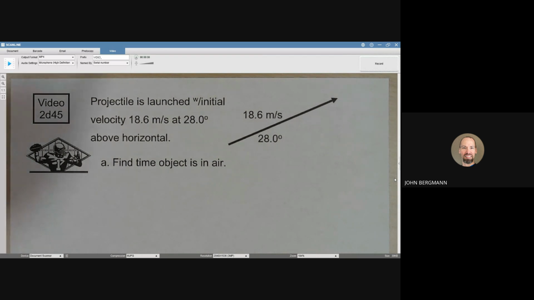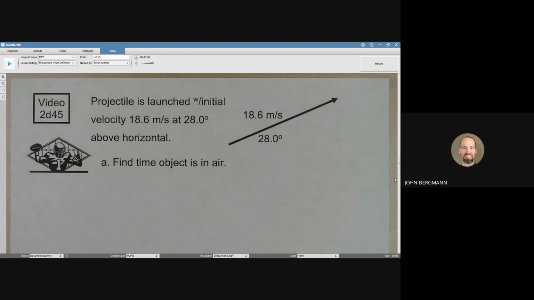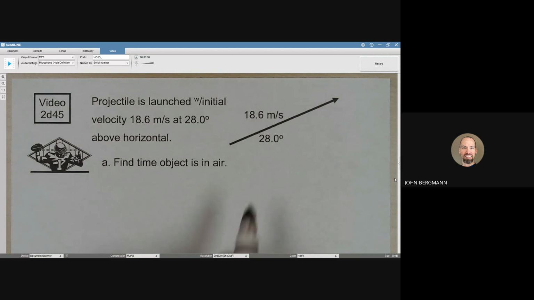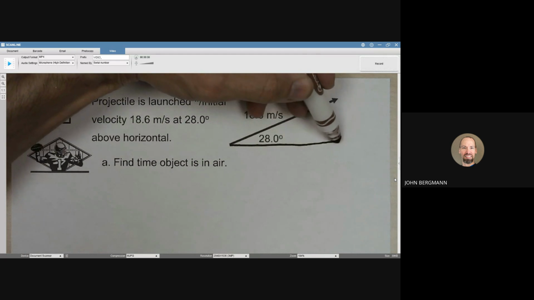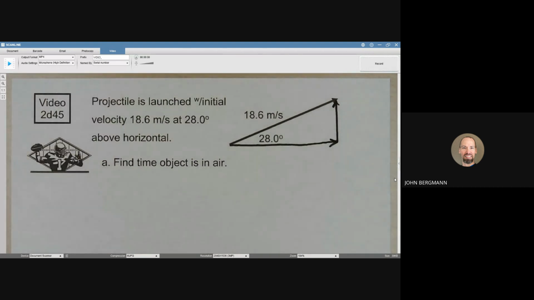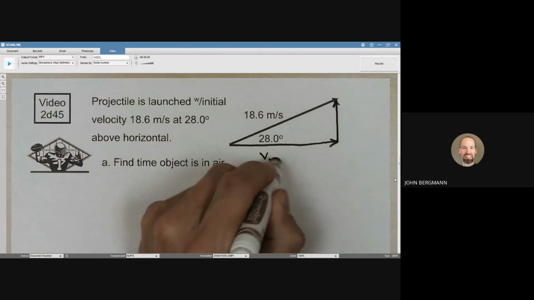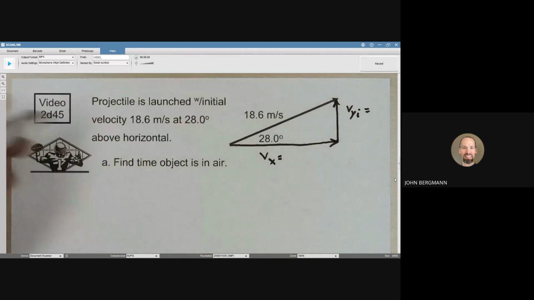Here's a projectile that is launched with an initial velocity of 18.6 meters per second at 28 degrees above the horizontal. Find the time the object is in the air, and then there are a few other things we're going to find as well. Anytime we have a projectile launched at an angle, the first thing we want to do is find the initial y component of velocity and the x component of velocity. That is, we want to find Vx and Vy initial right here.